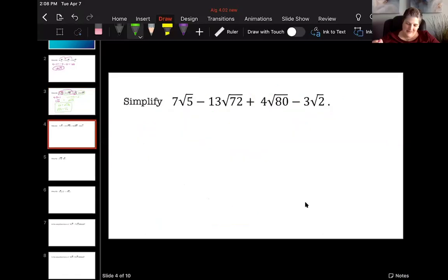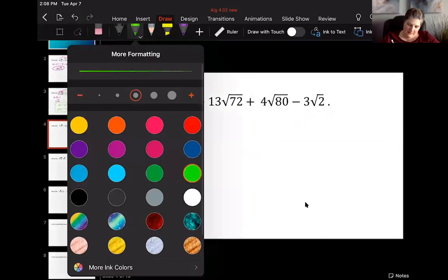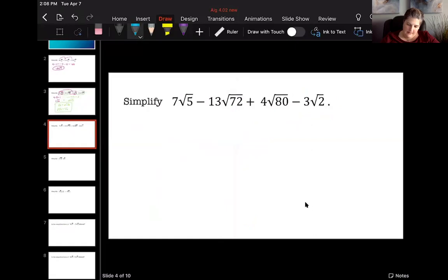All right, so number 3. Let's go, I'll go with blue this time. 7 square root of 5 minus 13 square root of 72 plus 4 square root of 80 minus 3 square root of 2. All right, so none of these radicands match. So we have to actually simplify this one and simplify this one.